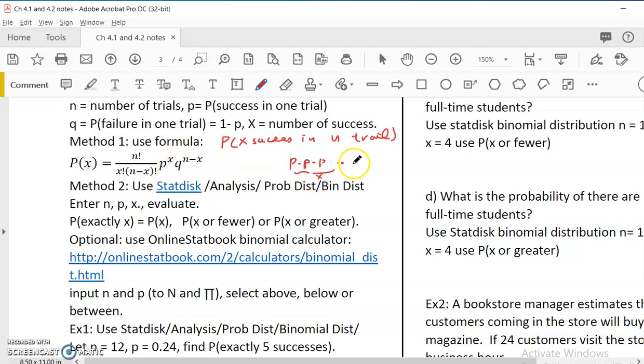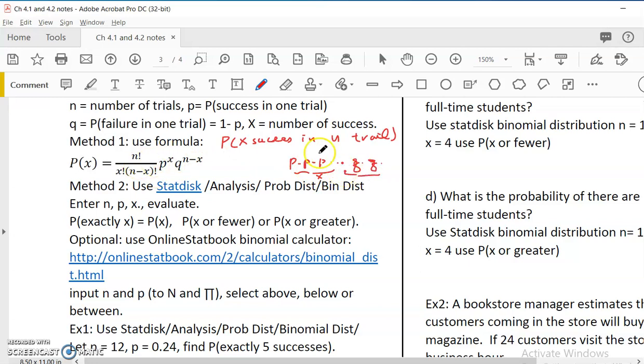And then the rest will be not successful, right? Q times Q. Q is 1 minus P, the failure. So it will be N minus X times. And then you're assuming that they occur in a certain way, right? So this is one way of having X successes and N minus X failures. And you multiply them because you want exactly X successes. But all these can be arranged in different orders.